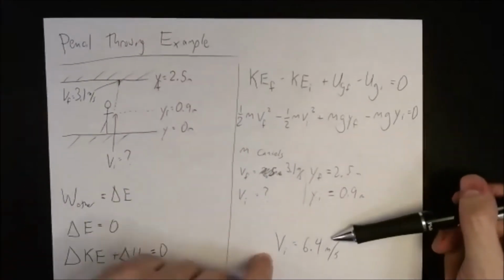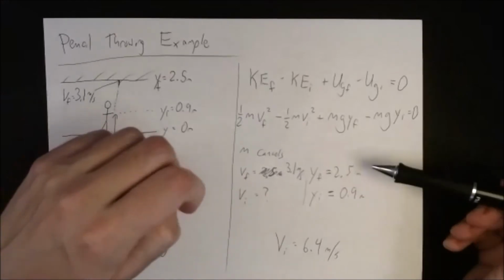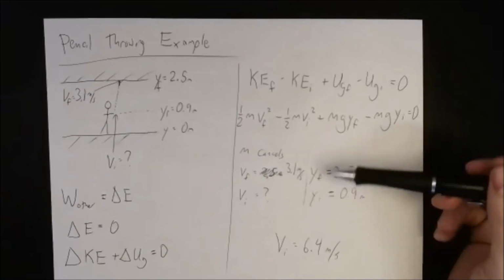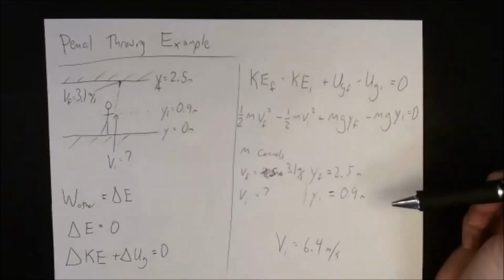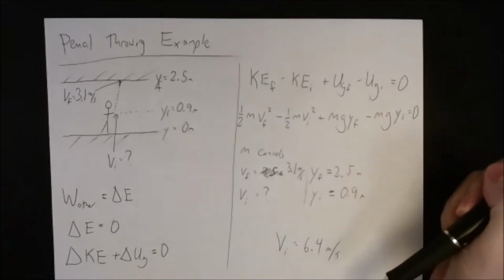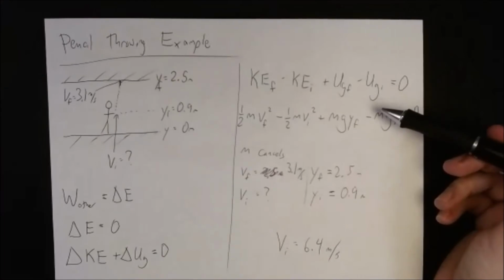If you want to throw something at the ceiling, if you're 0.9 meters above the floor, and the ceiling is 2.5 meters above the floor, and you want something to hit at 3.1 meters per second, no matter how heavy it is, you need to throw it at 6.4 meters per second. And that works. You can try that out yourself.